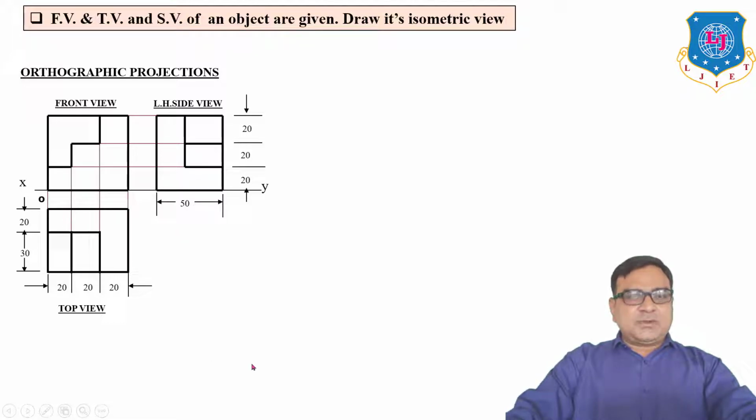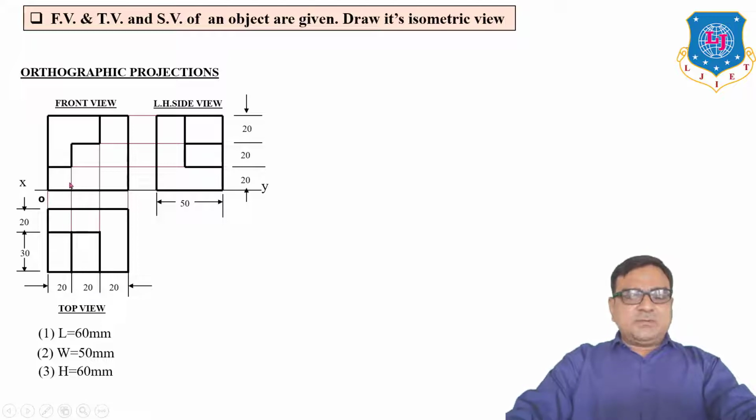So here are the orthographic projections: front view, top view and left hand side view. First of all, you have to find the overall length, width and height of the object. First, length is 60 mm, width is 30 plus 20, which means 50 mm, and height is 20, 20, 20, so 60. Here I have numbered length 1, width 2 and height 3.